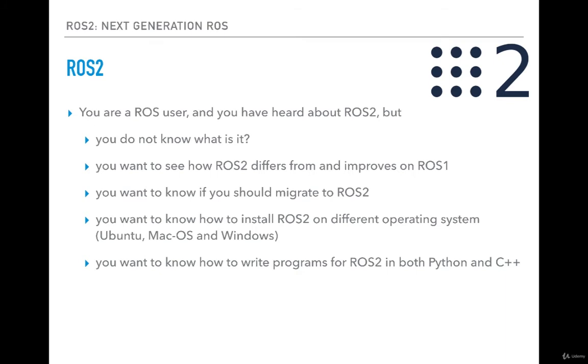Are you a ROS2 user and have you heard about ROS2 as being the next generation ROS? But you are still unsure what ROS2 is and how it improves or differs from ROS1? Is it really time to migrate to ROS2? Is it easy to install ROS2 and get it up and running? How to create a workspace, a package, and how to write programs with ROS2? This course is the right place to address all the questions about ROS2.